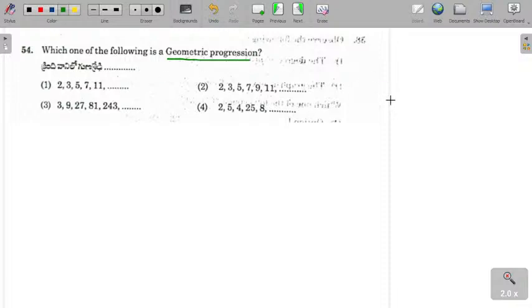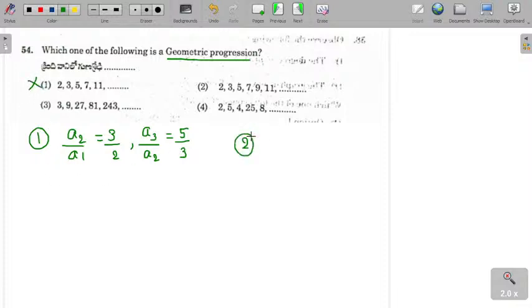Which one of the following is a geometric progression means the options are to be checked. How to check? First option: 2, 3, 5, 7, 11, and so on. First write a2 by a1, which means 3 by 2. Next, in the first option, find a3 by a2. If you get the common ratio, then it's a geometric progression. Otherwise, it's not a geometric progression. 5 by 3. These two are not equal. So the first option is eliminated. Go to the second option.